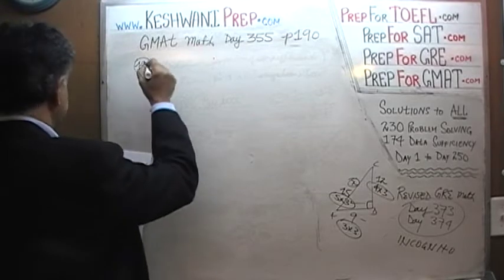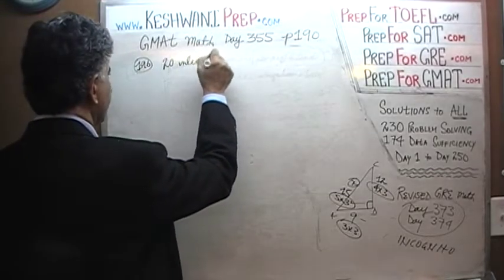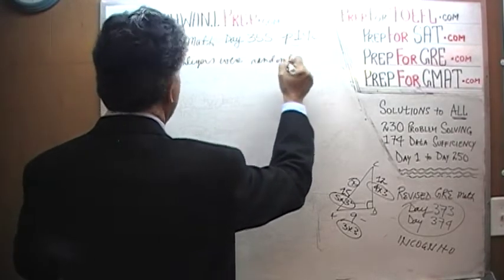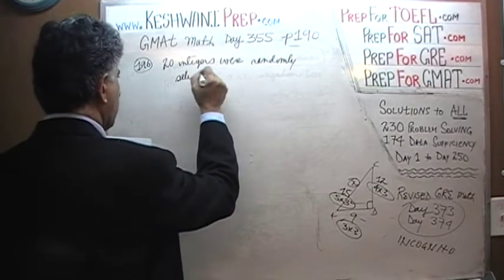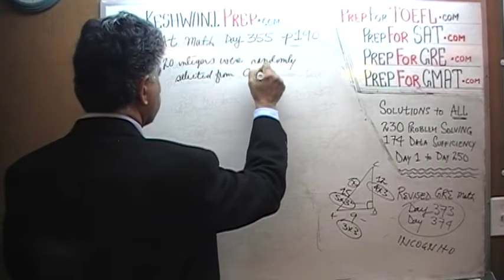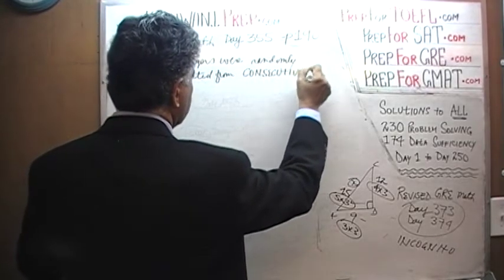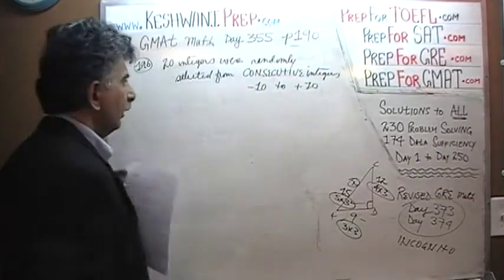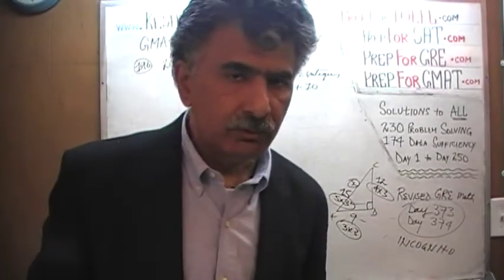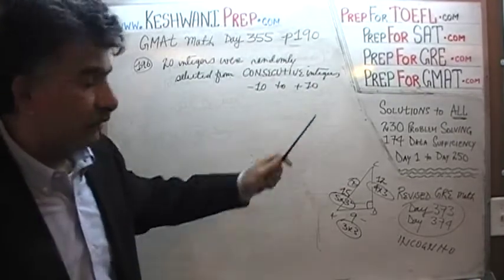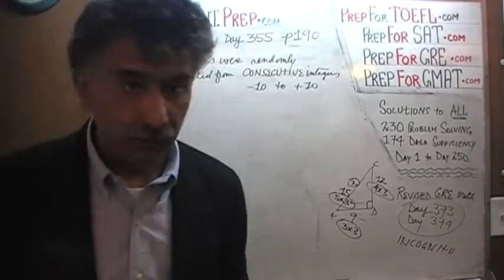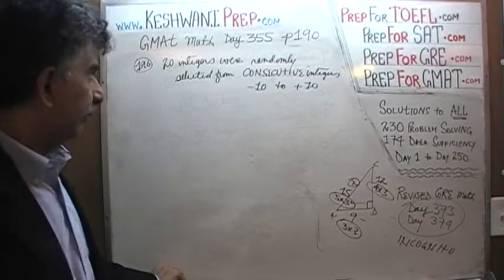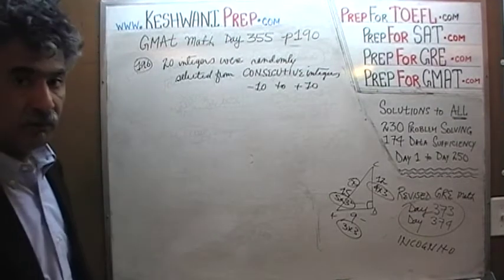In 196, we have 20 integers that were randomly selected from consecutive integers, negative 10 to positive 10. So from negative 10 to positive 10, we're going to select 20 integers. How many integers are there from negative 10 to positive 10, by the way? No, we do not have 20 integers. We have 21 integers. Don't forget the zero in the middle. From those 21 integers, we're going to choose 20 of them at random.